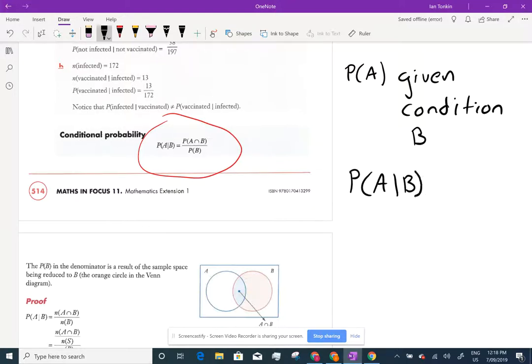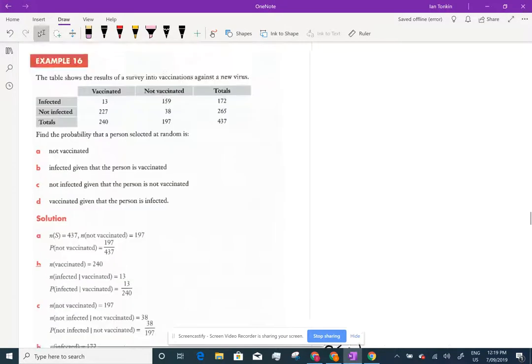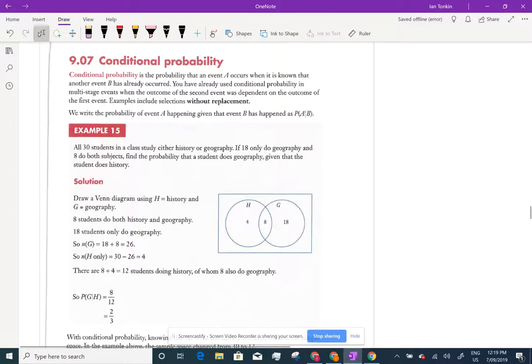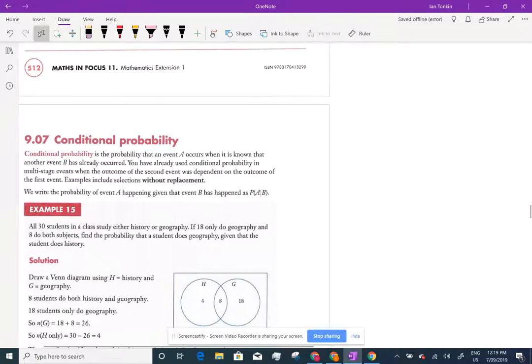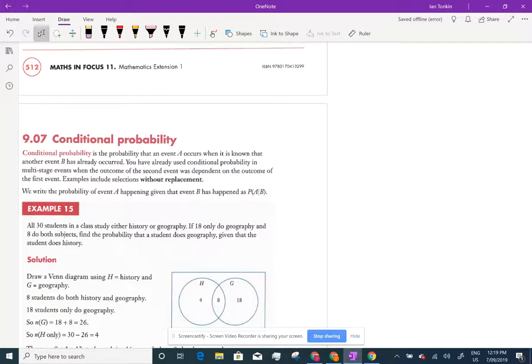Now we've got a formula there, but first we're just going to go up here and have a look at this history geography question to get an idea and a feel for it, and realise that there are two-way tables and Venn diagrams that you can use. The question says, in a class of 30 students, all of them do either history or geography. 18 only do geography and 8 do both.